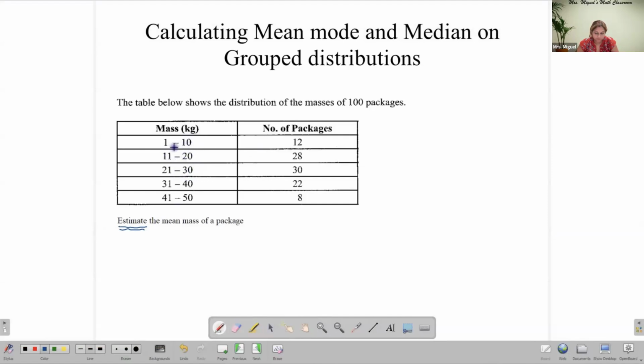All that we know is that there are 12 numbers in this group. There are 28 numbers in that group. And because of that, we have to make an estimate for a midpoint. Now, the midpoint is found by adding these two numbers. They are called the limits. So we add these two numbers and we get a midpoint. And that midpoint will help us to calculate the mean. So the first midpoint here, if you add 1 plus 10, that gives you 11, and divide 11 by 2. Let's just make a little column here.